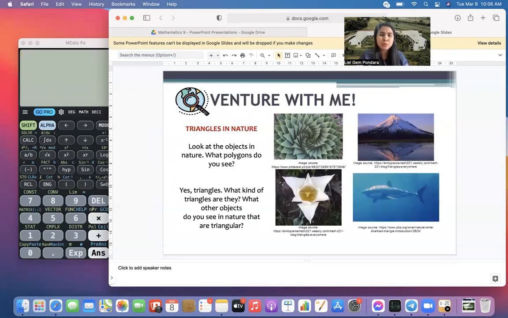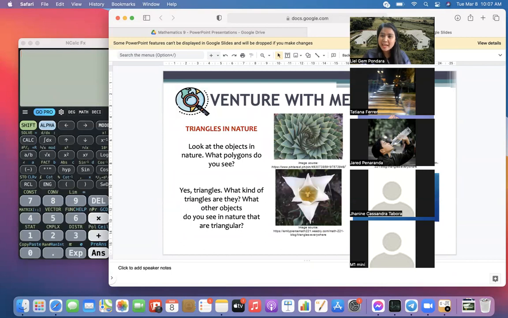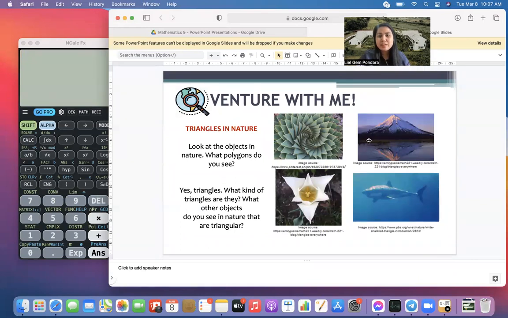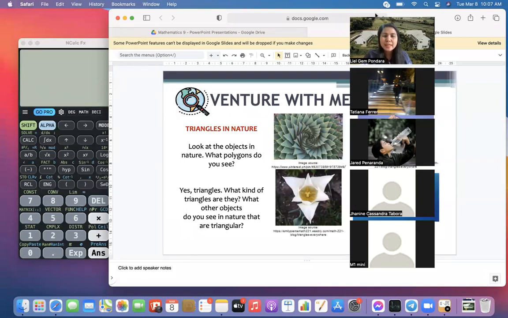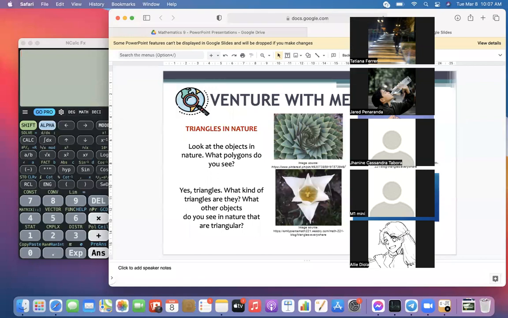Before we go further, I want you to check on these ones. Now, can you tell me, what do you see in the picture? Janine? What do you see in the picture? What's common? Triangles, ma'am. Very good. Triangles. Now, aside from the triangular shaped volcano, the succulents, the flower, and even the dorsal of the dolphin, what else? What objects in nature can you see triangles? How about Jared and Tatiana? And also Ali. Where's Ali? There. What objects in nature can you see triangles? There's Tatiana and Ali and Jared.